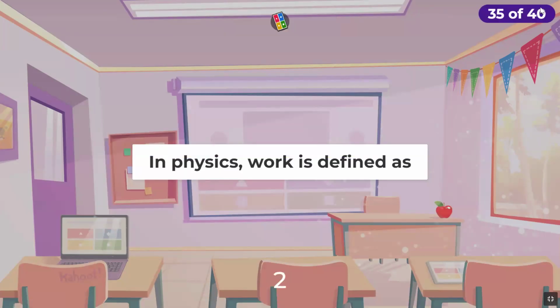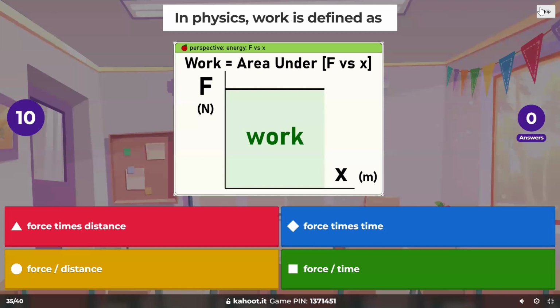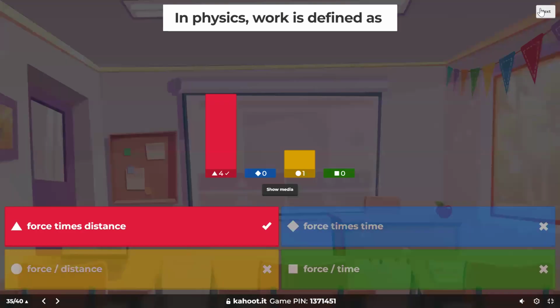In physics, work is defined as force times distance. Force times distance. There you go. Right.